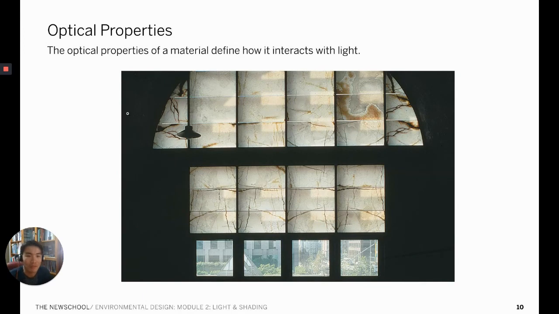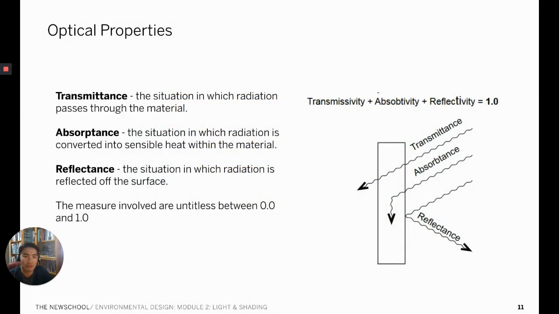Now, let's think about how light interacts with materials. In the field of architecture, light and materials are mutually dependent on each other. The optical properties of the material define how it interacts with light. These are the three optical properties for every material. First is transmittance, which shows how much light goes through the material. If the material is opaque, this value is 0.